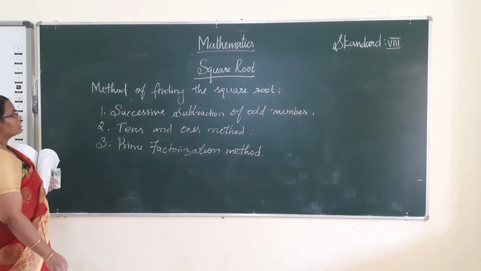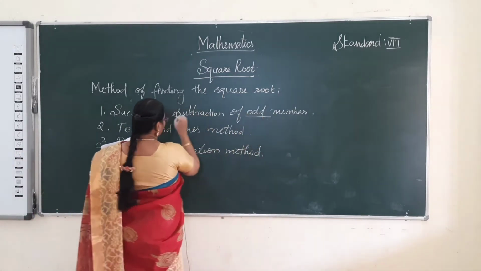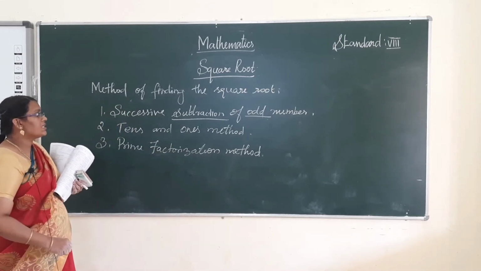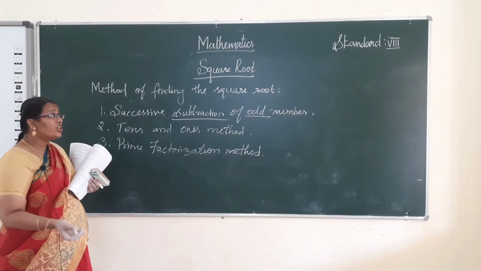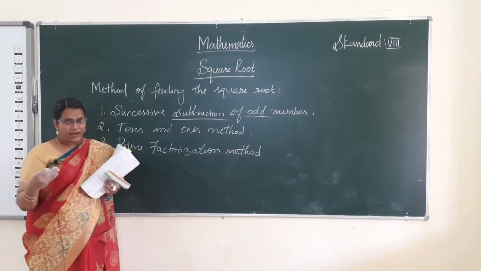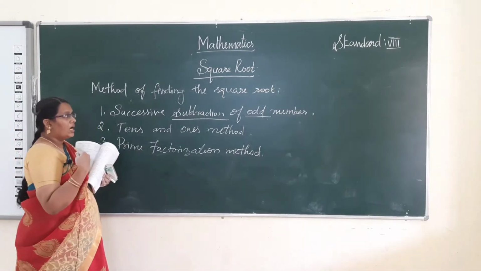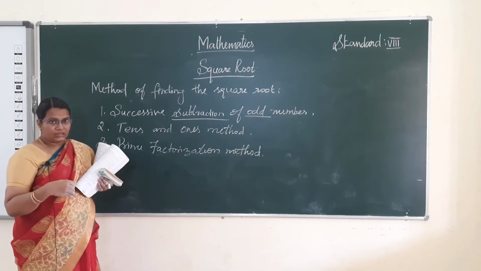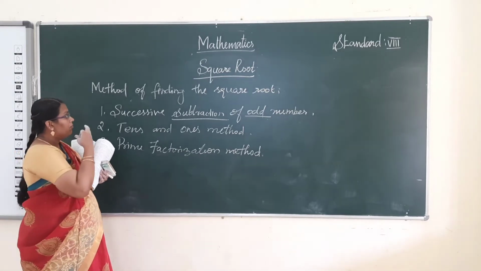Now see the first one, successive subtraction of odd numbers. Successive means continuously. Subtraction of odd numbers. Odd numbers you already know. What are the odd numbers? 1, 3, 5, 7, 9, 11, 13, and it goes on. So the given number is subtracted successively by the odd numbers. That is method 1.